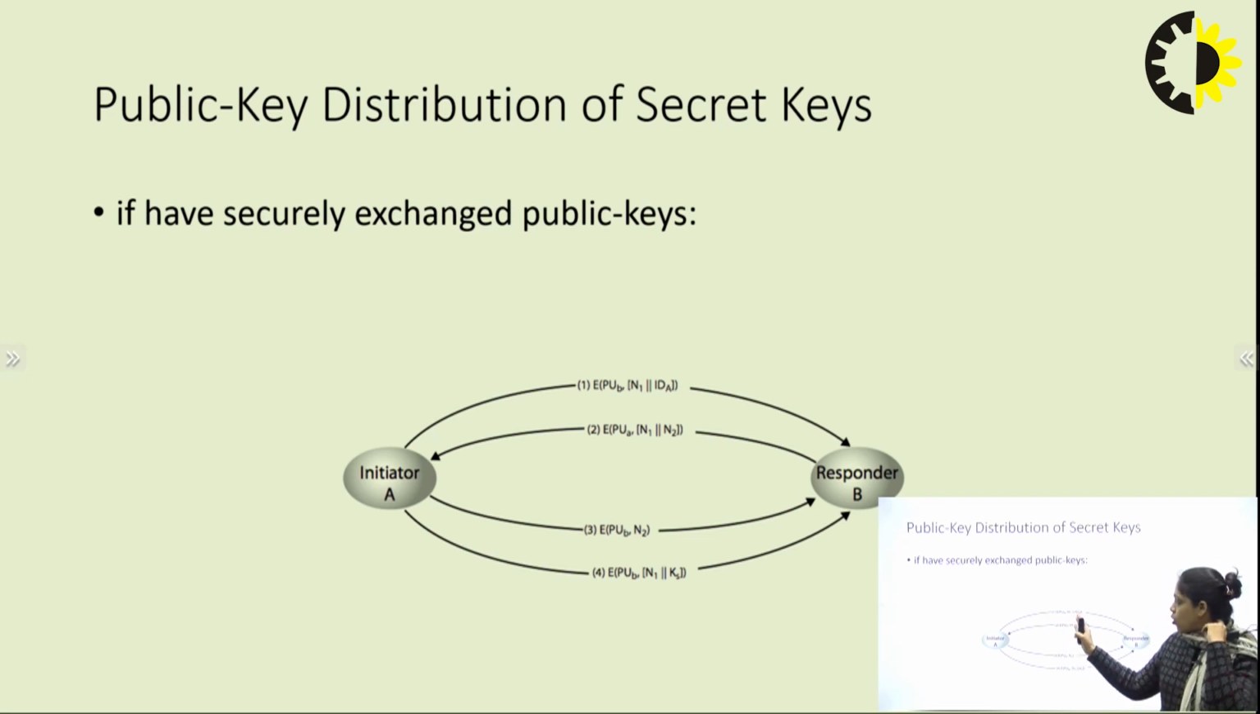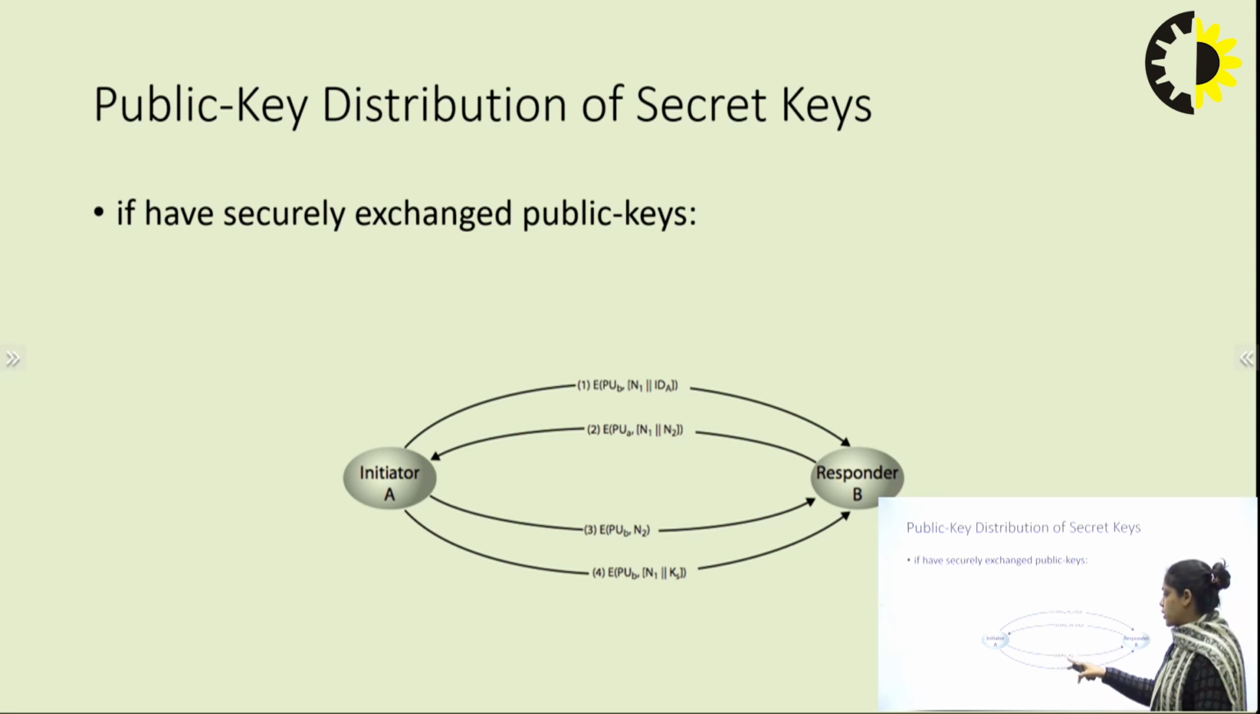public key of B, along with his own identity and the nonce. Then here the encryption will take place with the help of the public key of A, and it is sending the nonce 1 and nonce 2. Nonce 2 is attached just to differentiate it from the previous statement. This is number 1, this is number 2.